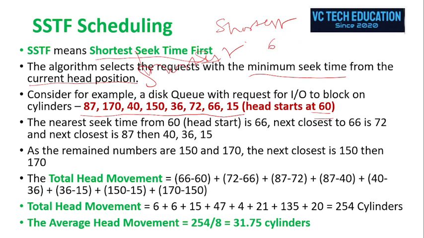Distance. So nearby 60, what is the value we have? 66 is the nearby to the 60. So it will go to the 66, and from 66 nearby is the 72, and from 72 nearby is the 87, and from 87 then 40, 36 and 15. The remaining numbers are 150 and 170, whereas 150 then 170. So it will check the nearest movement for the head and then it will move.